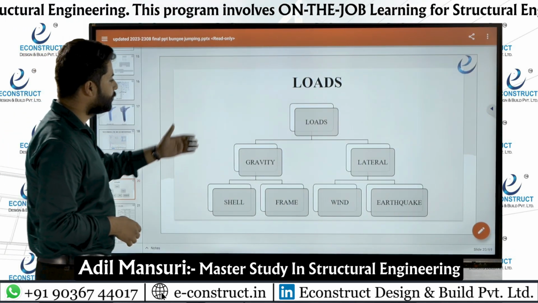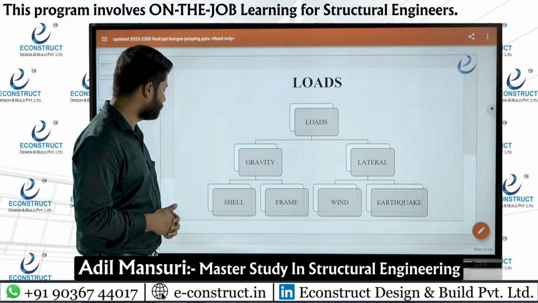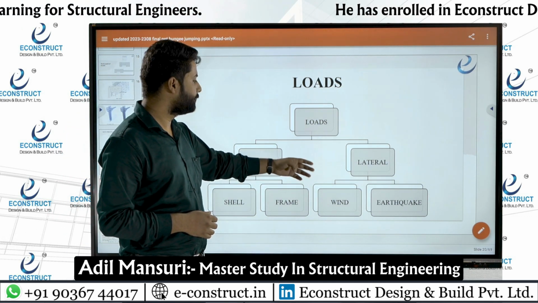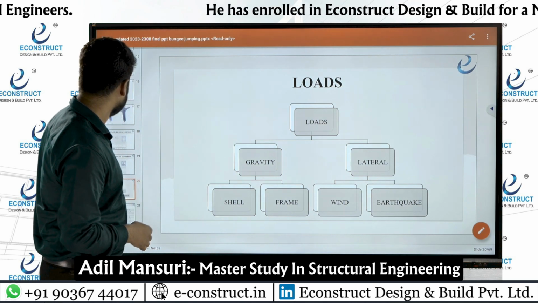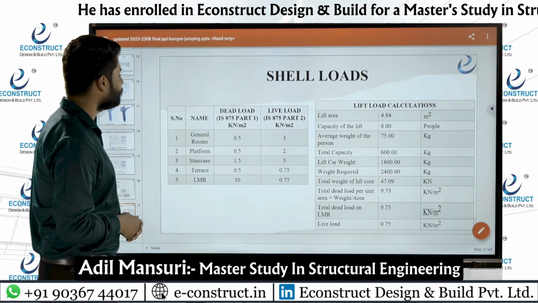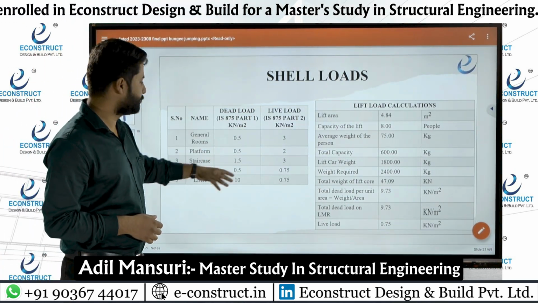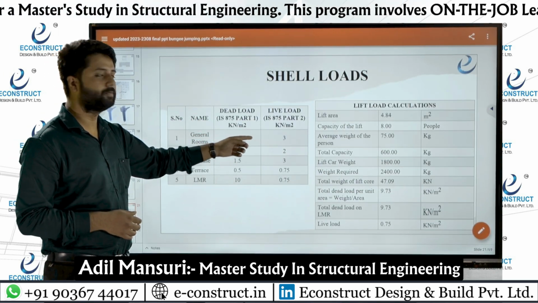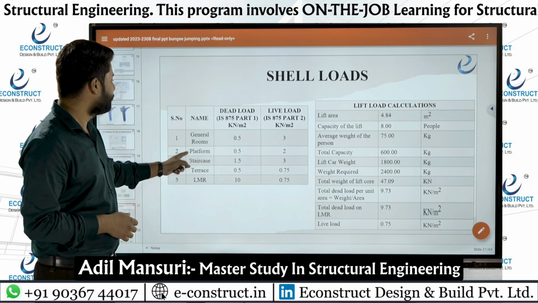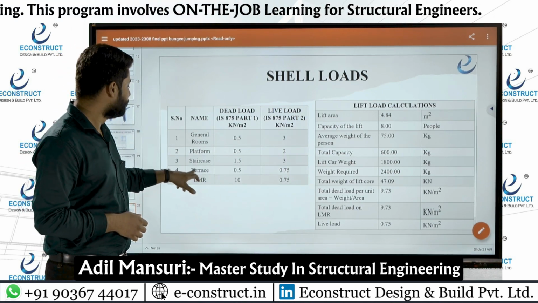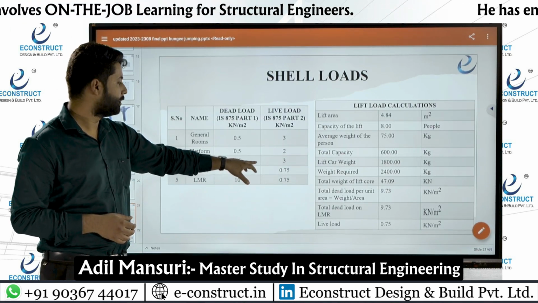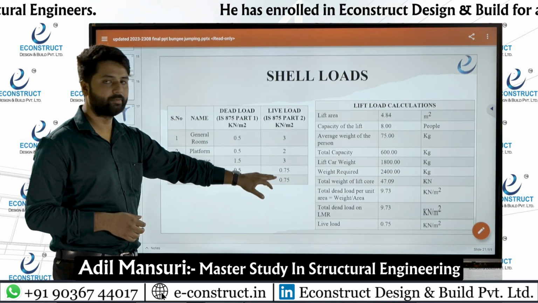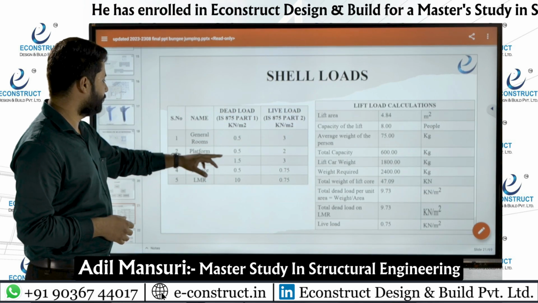So different types of loads are there: gravity loads and lateral loads. In gravity loads, we have considered dead and live, and the lateral loads are wind and earthquake. These are the shell loads. As you can see, we have considered dead load for general rooms 0.5, live 3; platform dead 0.5, live 2; staircase 1.5 dead and 3 live; terrace 0.5 dead, 0.75 live load.